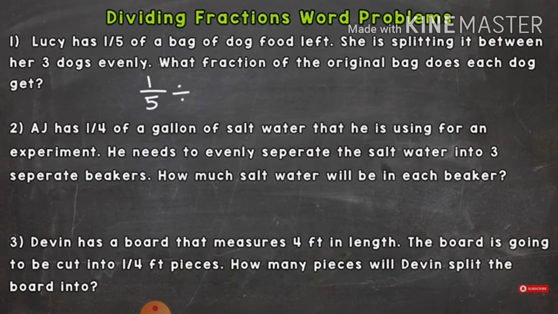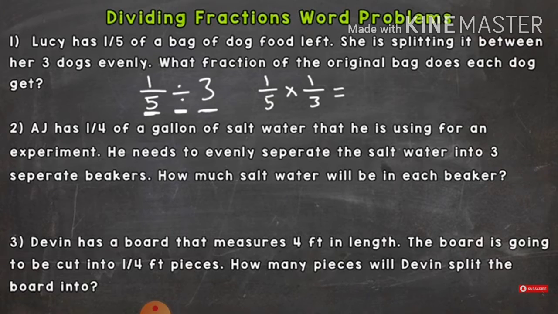divided by, and how many groups are we splitting the 1/5 of dog food into? Well, there's three dogs, so that would be three groups there. So 1/5 of a bag of dog food divided between three dogs. So now we can keep, switch, and flip in order to solve this. Now I usually like to rewrite the problem underneath the division problem, but due to space here, I will write it to the right. So keep, switch, and we need to flip that 3, and it will now be 1/3.